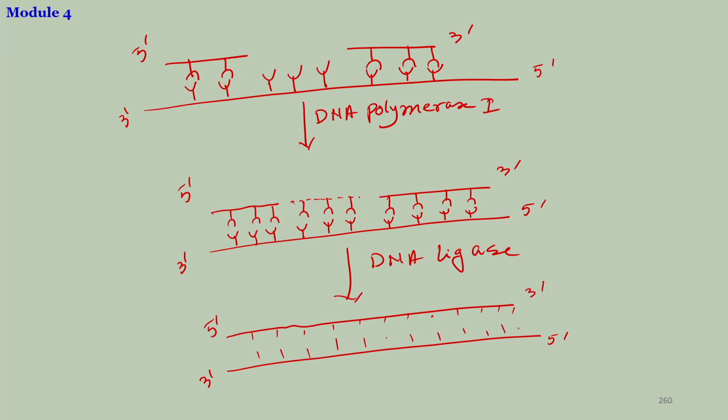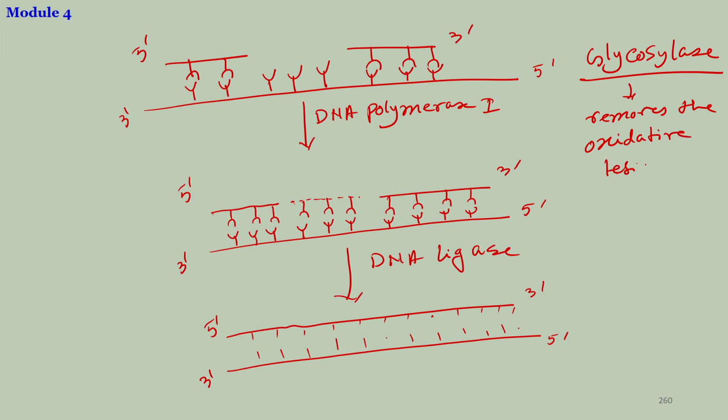So, this is one of the three kinds of process that I have talked about. Base excision repair. Excision means cleaving it off or removing, and this is mostly applicable for the lesions which are oxidative in nature. Key enzyme is glycosylase, the enzyme that actually removes the oxidative lesion.